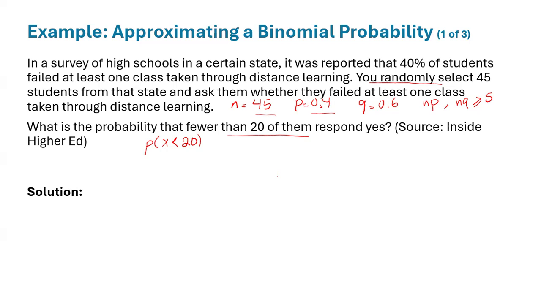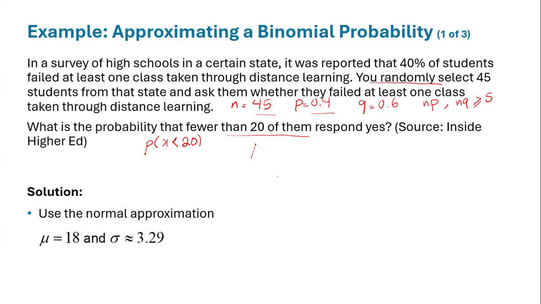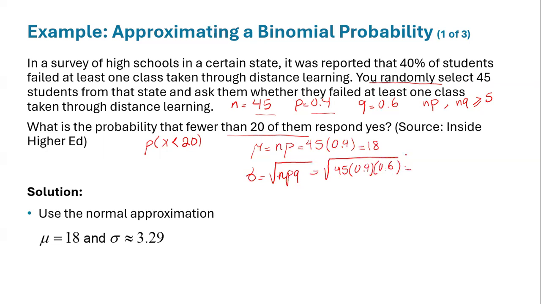Now after that, we need to find the mean and the standard deviation. How do we find them? The formula that we had in the binomial distribution: the mean is always n times p, which is 45 times 0.4, and it's 18. Sigma, or the standard deviation, is the square root of n times p times q, which is the square root of 45 times 0.4 times 0.6, and that gives you 3.29.